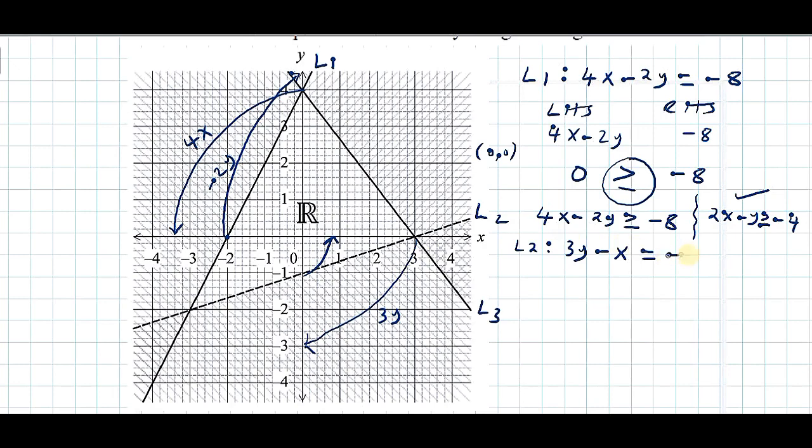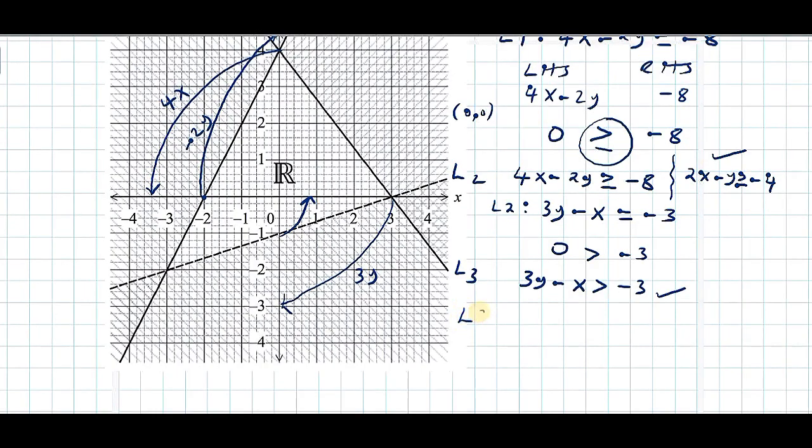Again, using the point 0, 0, when we substitute on the left-hand side, we have 0, and the right-hand side is -3. That means 0 is greater than -3, so the symbol is greater than, and because the line is dotted or broken, we maintain the symbol as greater than. Therefore we will rewrite the equation as 3y minus x greater than -3, and that is the next inequality.